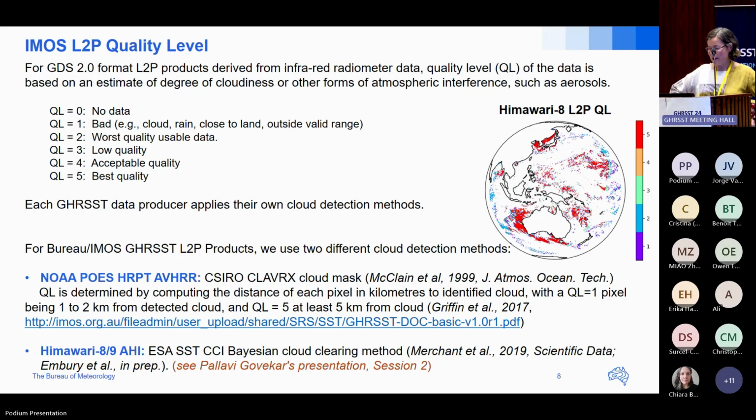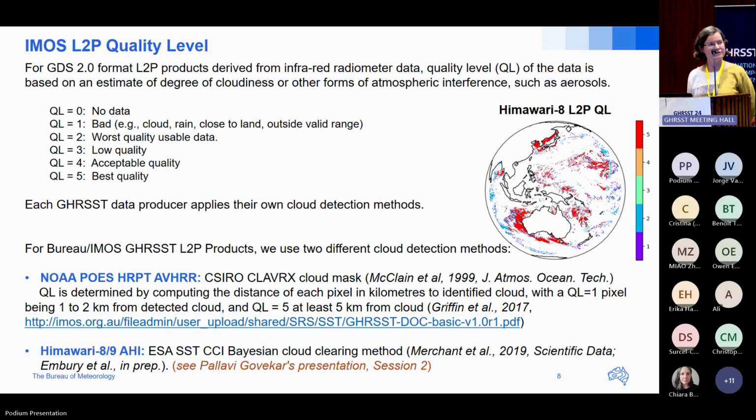Each GHRSST format L2P product includes a quality level for each SST pixel. In the case of L2P products derived from infrared radiometer data, the quality level, or QL, of the data is based on an estimate of the degree of cloudiness or other forms of atmospheric interference, such as from dust or aerosol smoke. This is how it is in the GDS manual; I copied it from there. This is what we are meant to follow, but not every producer does.